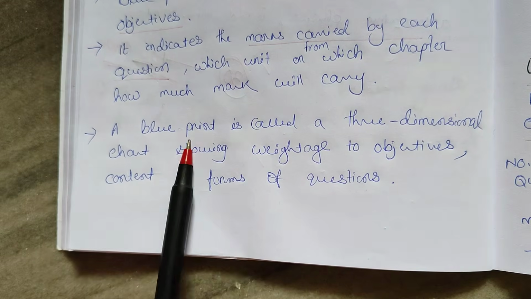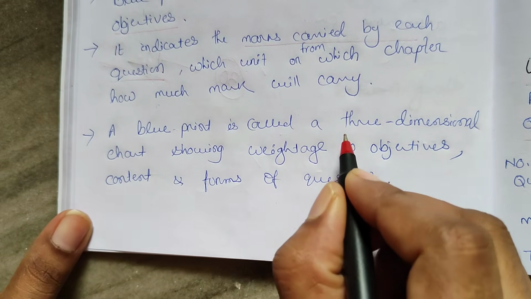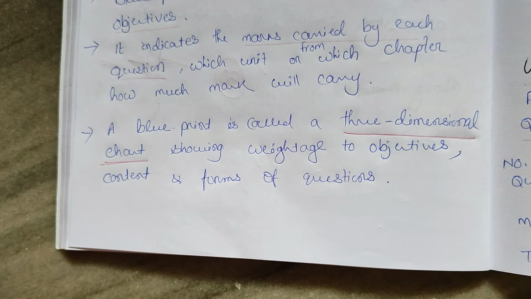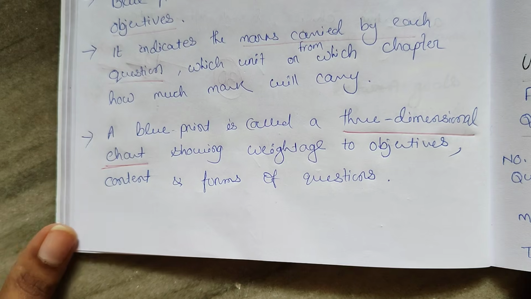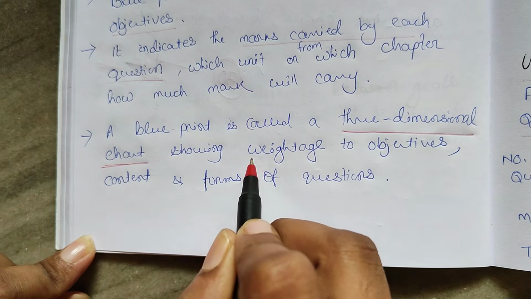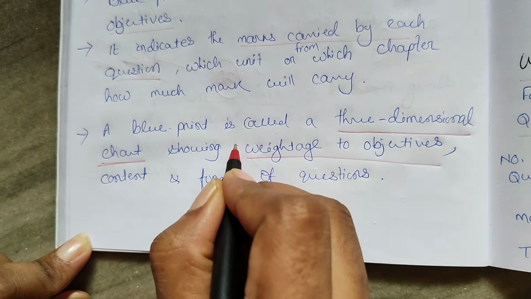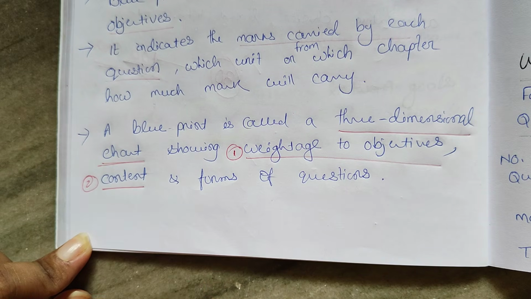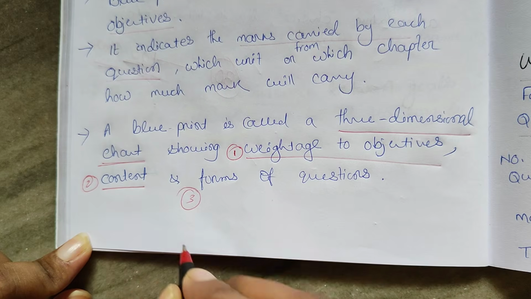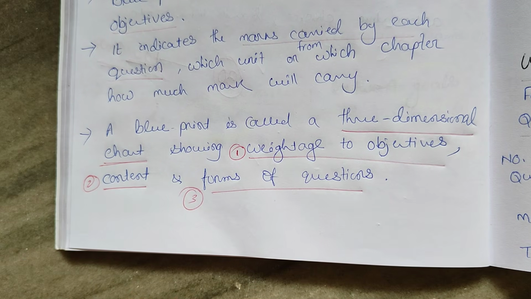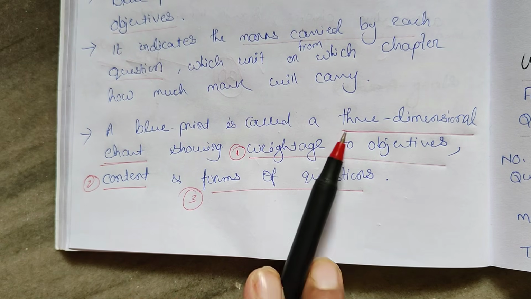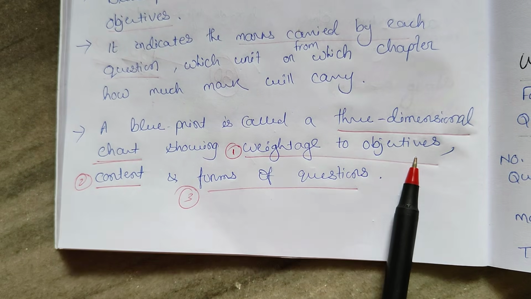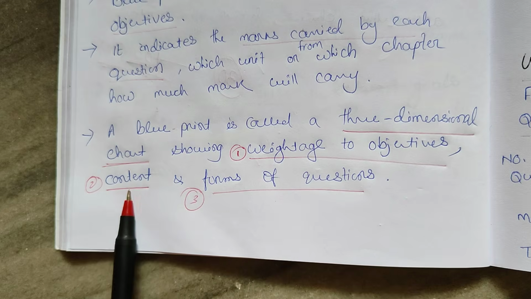So a blueprint is called three-dimensional. Remember friends, it is a three-dimensional chart. What are the three dimensions? Weightage to objectives, weightage to content, and form of questions. So for this reason it is called a three-dimensional chart. It shows weightage to objectives and weightage to content.